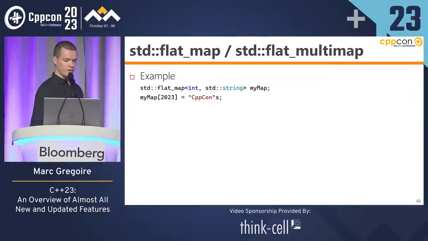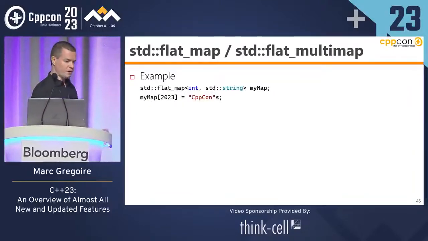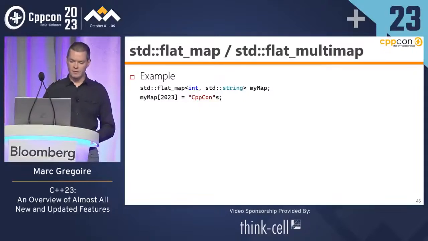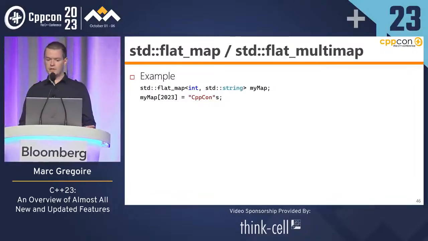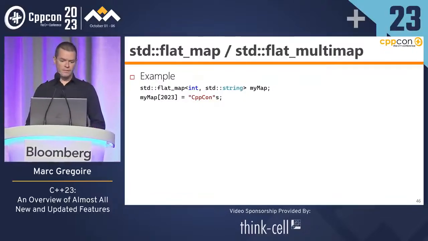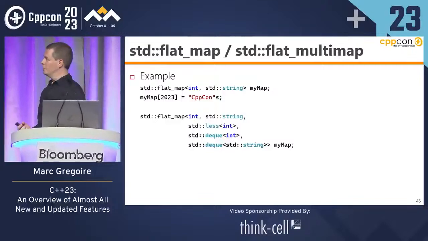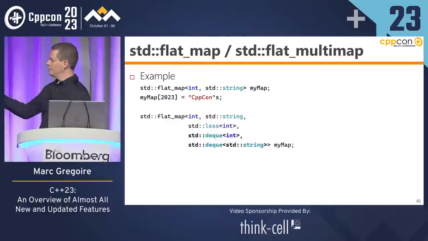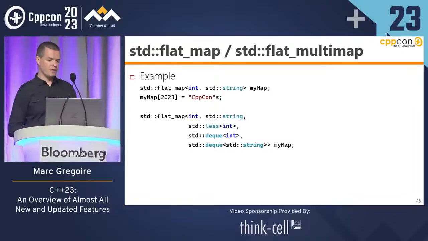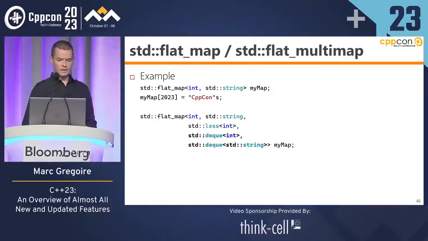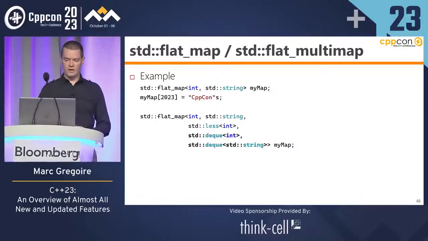Their use is straightforward. If you know how to use the normal map, you can use the flat map. So here I'm just creating a map with integers as key and strings as values, and I can use it as the normal std map. And this is the way how you can specify a different container for the keys and a different container for the values.